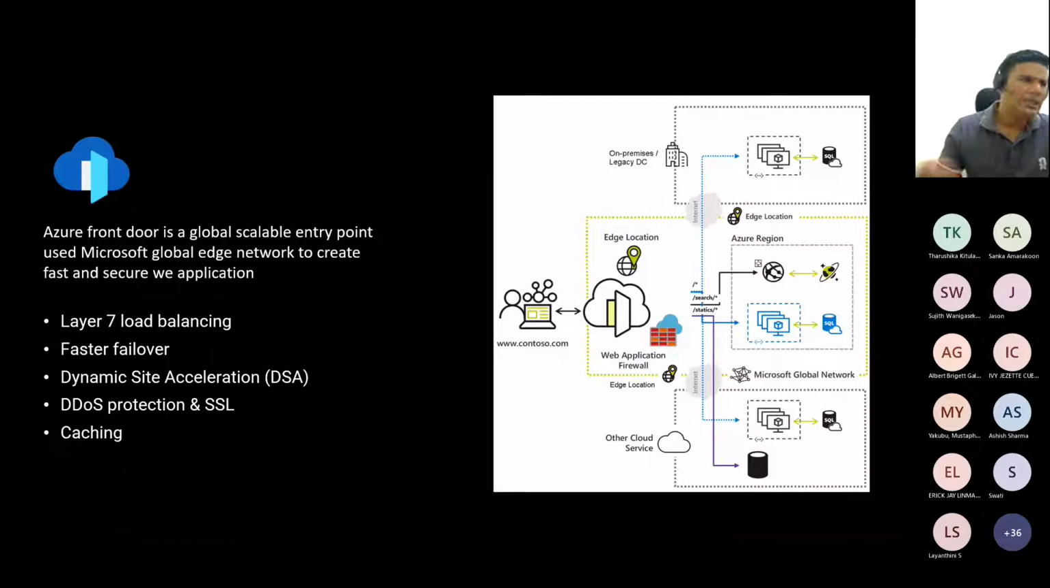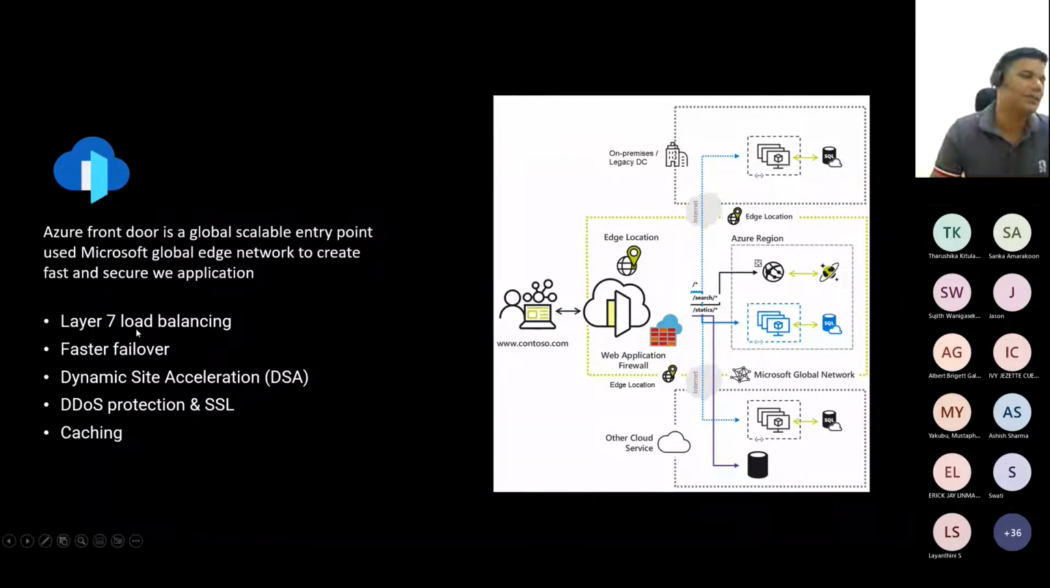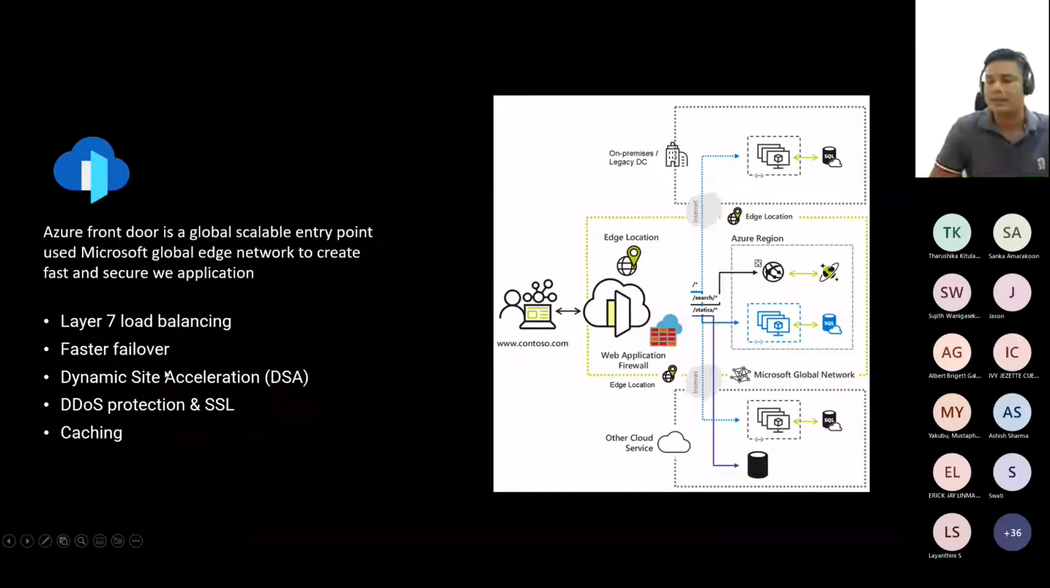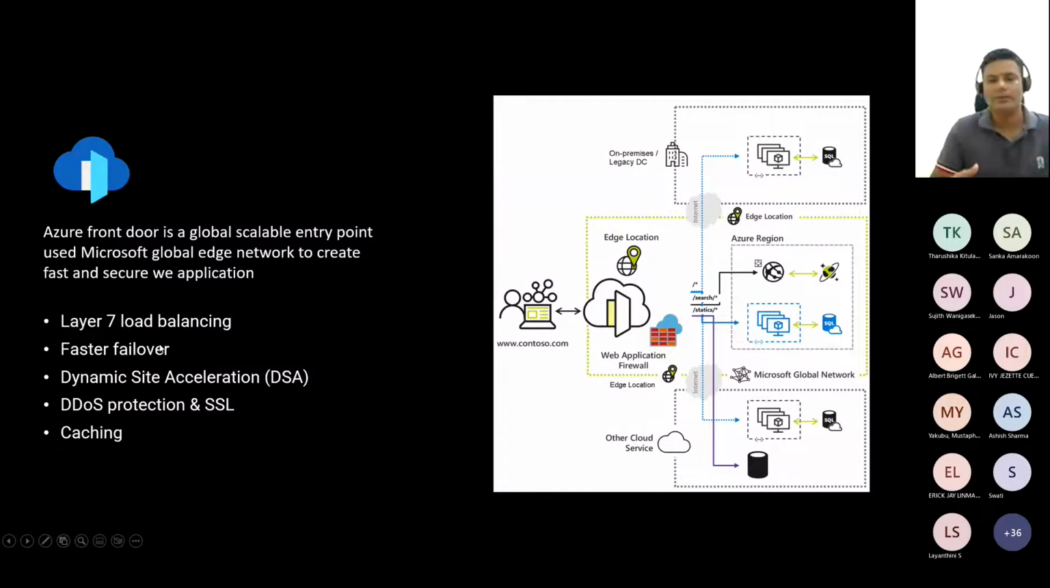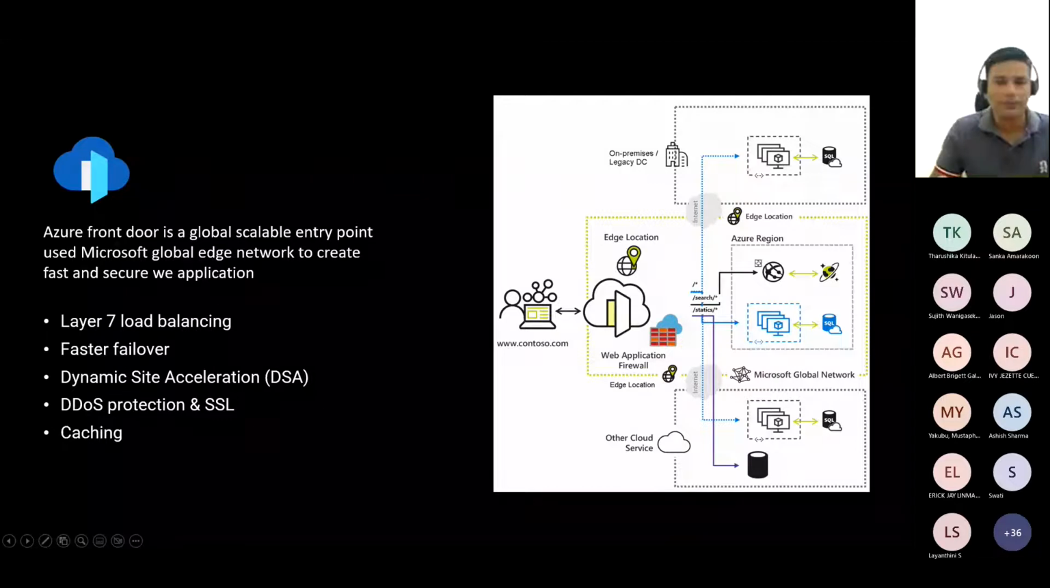I have listed some of the most valuable features available in Front Door. The first is layer 7 load balancing, meaning you can make decisions based on the HTTP request. Front Door works on HTTP requests, so you can make decisions based on POST, GET, update, whatever it is. Those things we can set up in Azure Front Door.